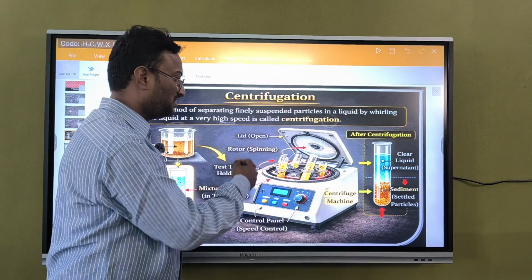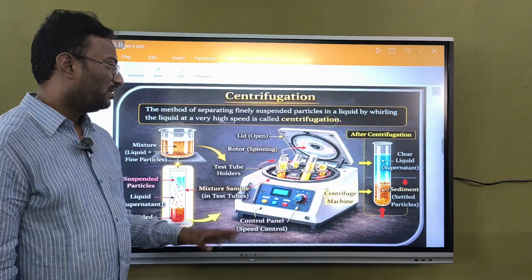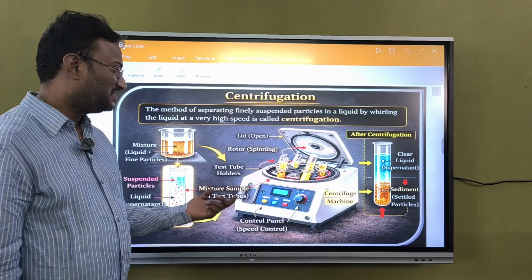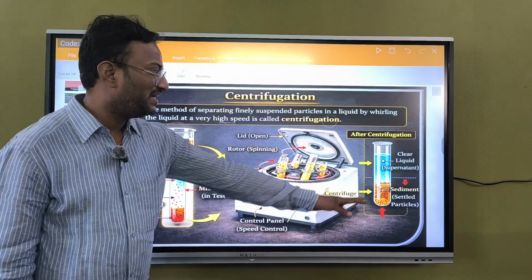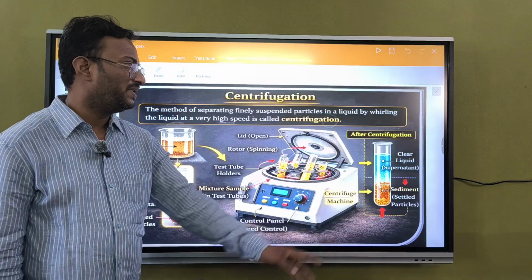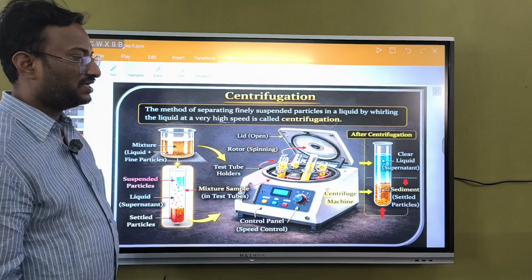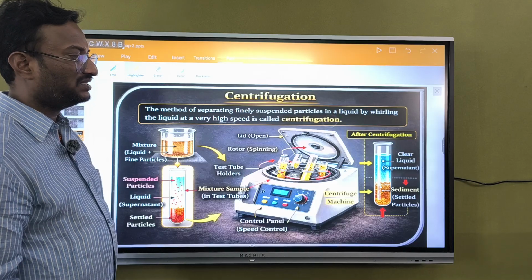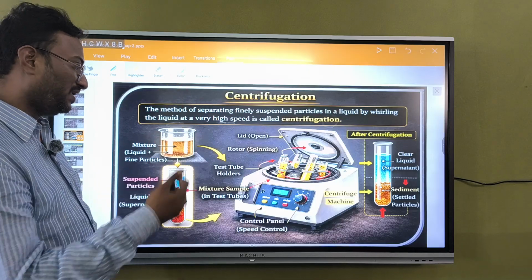So this is the centrifuge machine. There is a lid, rotor, and test tube holders. Mixture samples will be in the test tube holders, and sediment settles down while the clear liquid is on the upper side. On the lower side, settled particles are called sediment, and the supernatant will be in the upper layer.